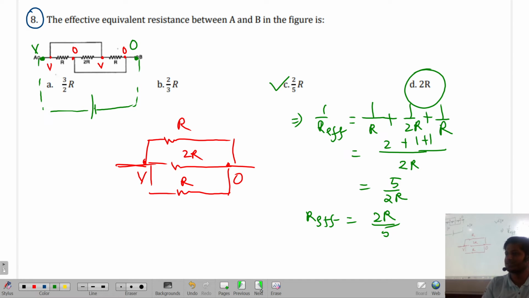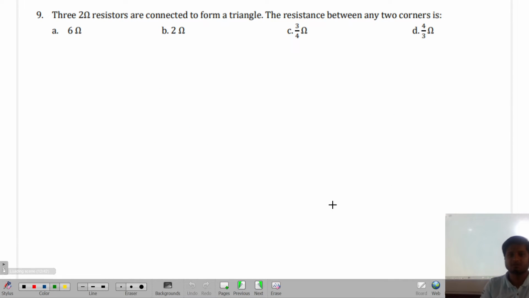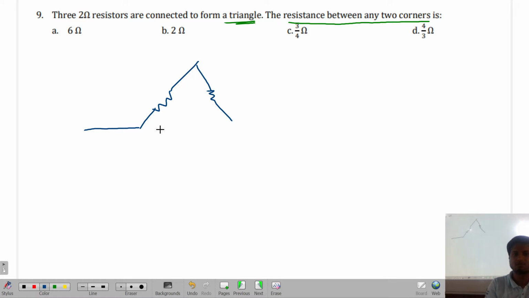Okay, can I move to the next question? Ninth. Two ohm resistors are connected to form a triangle. The resistance between any two corners is... Yes or no? Now let's look over here. This is my triangle, or not? Yes or no? 2 ohm, 2 ohm, 2 ohm.